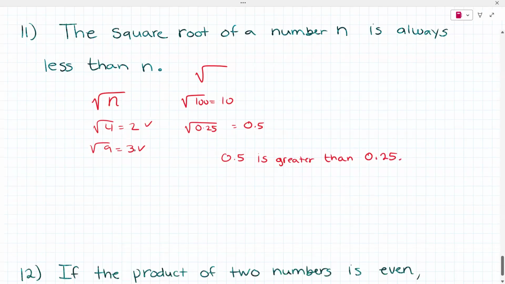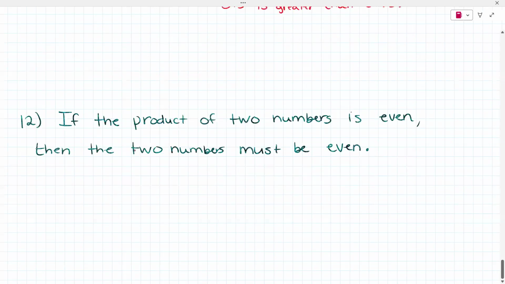Okay, last one. If the product of two numbers is even, then the two numbers must be even. So if the product of two numbers is even, then the two numbers must always be even. Let's call our two numbers x and y, right? And it's supposed to spit out an even number. Let's see if that's true. So how about 2 times 4? These two numbers are even, and it spits out 8, which is even.